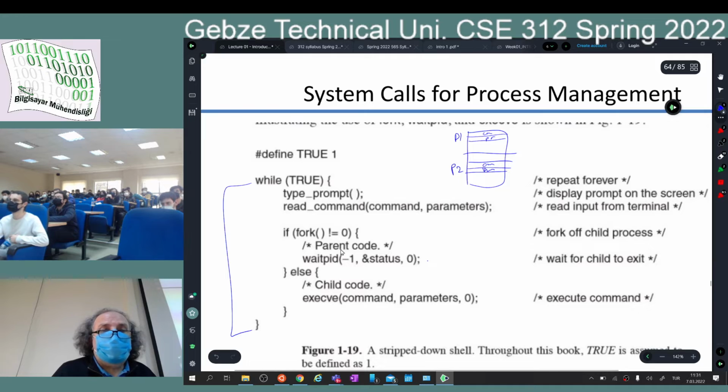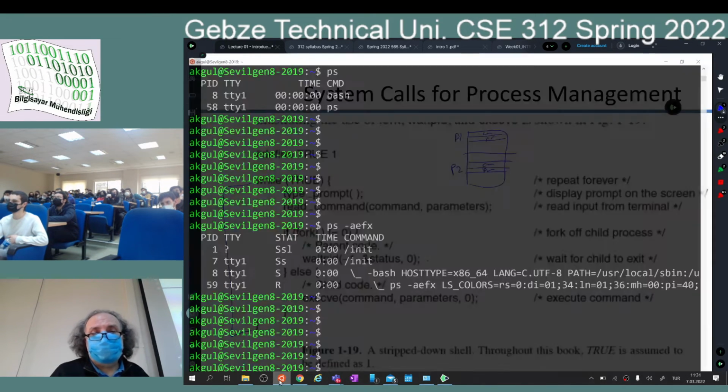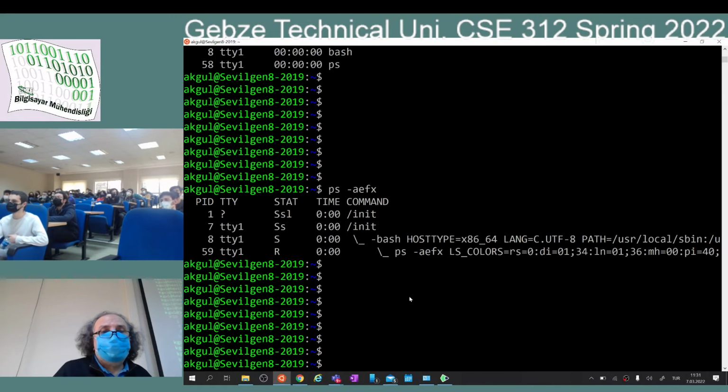Okay, and this wait PID, you can use this wait PID system call to communicate with your child processes. Okay, see this one. I have at the beginning this init, then init has a child bash, bash has a child PS, and let me do this.